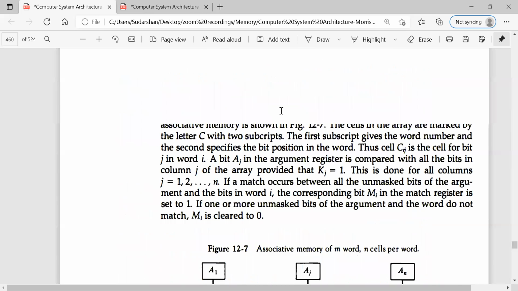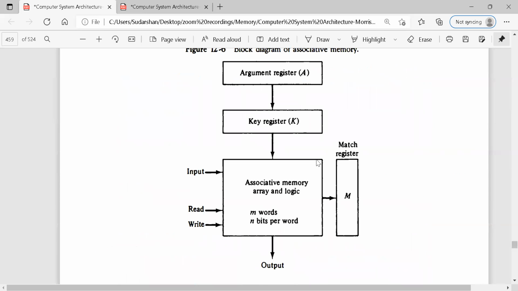Generally, we store M words. Only one word will match with the argument register content, assuming all the key register bits are 1s. You don't require the match register to be set before performing the reading operation. Assuming only one word is going to match, the output can be directly sent for further processing. Either there is a match or there is no match. Whenever there is no match, the output can be sent as all bits zeros.